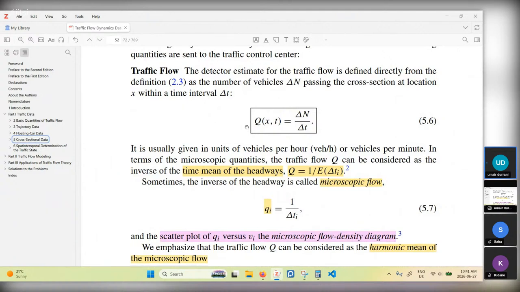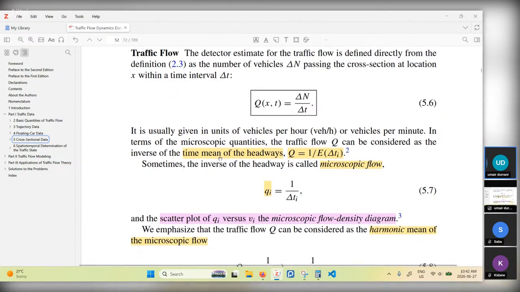So now traffic flow can be directly given to us by the detector data, which we know is equal to the number of vehicles passing that cross section, at whatever location that cross section is, divided by the aggregation time interval, which is delta t.